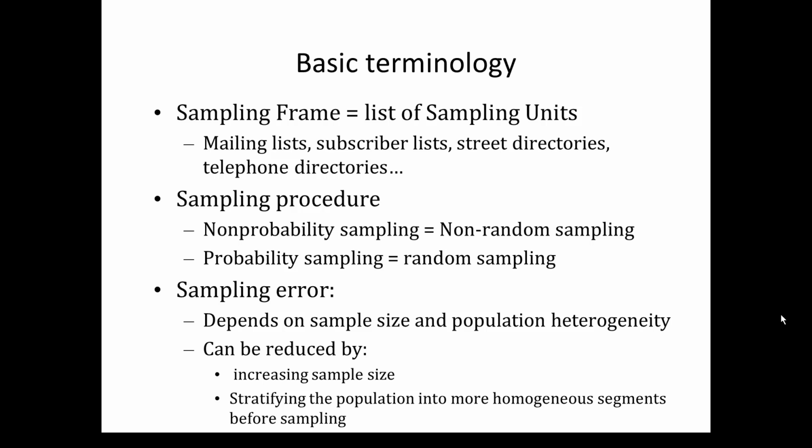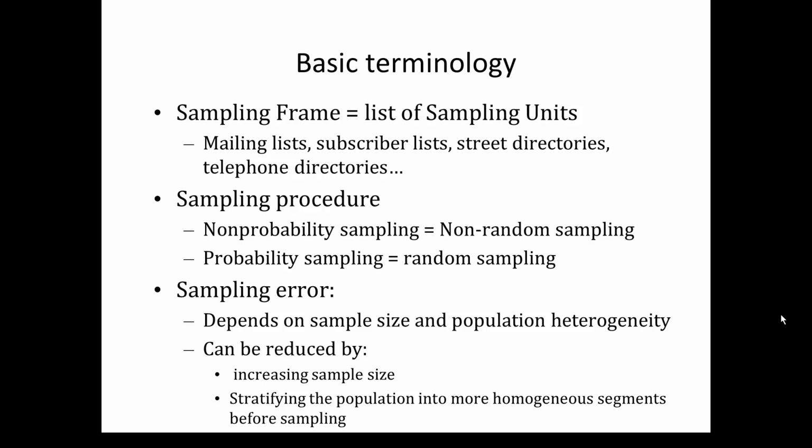So this makes life very easy in some ways. That is, if you want to reduce sampling error, we can use two simple approaches. First, we can increase the sample size. Second, we can divide the population into more homogeneous groups, that is, into segments, also called strata, before sampling. Then by sampling from each stratum or segment separately, we can reduce the total sampling error as compared to if we were sampling from the population as a whole.